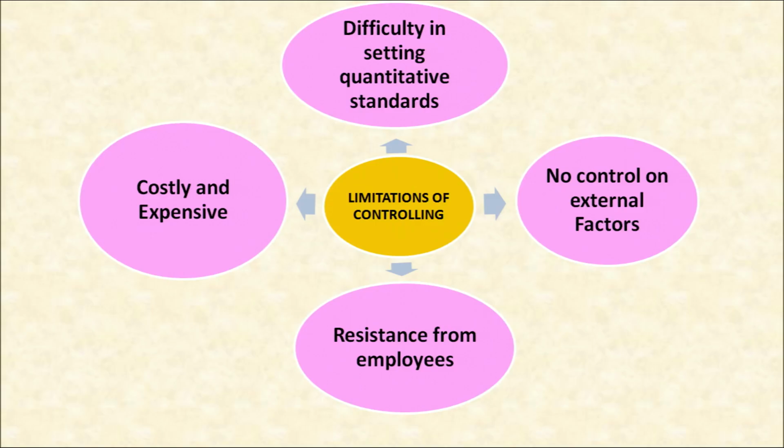Now, after having understood the importance and significant aspects of controlling, controlling also suffers from certain demerits or limitations. Some of the limitations, as listed, are that there is difficulty in setting quantitative standards, there is no control on external factors, there is resistance from employees, and of course controlling is a costly and expensive exercise. So now let us quickly learn what it means to state that there is difficulty in setting quantitative standards.